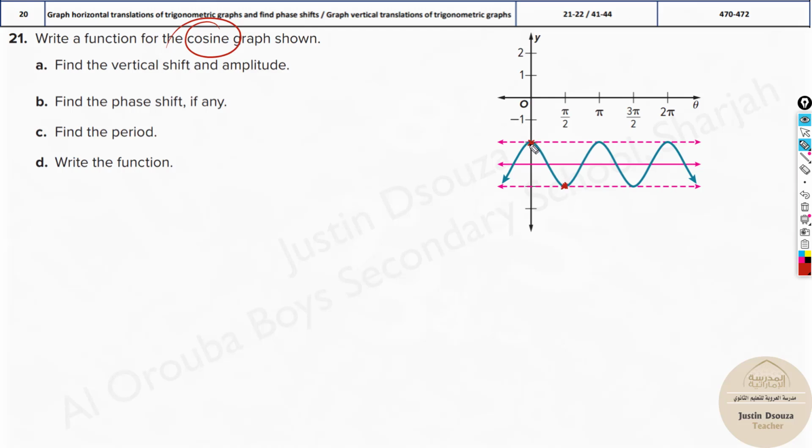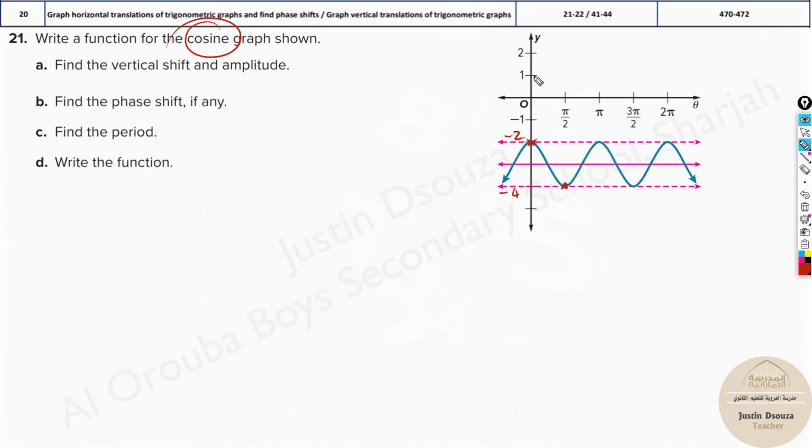Okay. So with this information, first let's see the maximum and the minimum point. What is the maximum point here? It's minus 2, isn't it? And what about the minimum point? If this is minus 1, minus 2, minus 3, and minus 4 here.